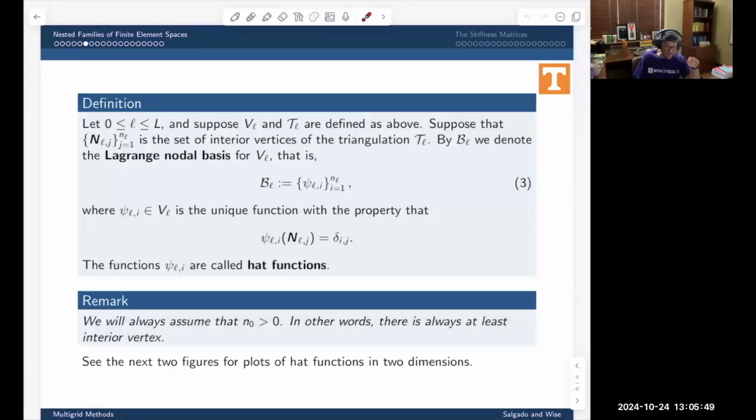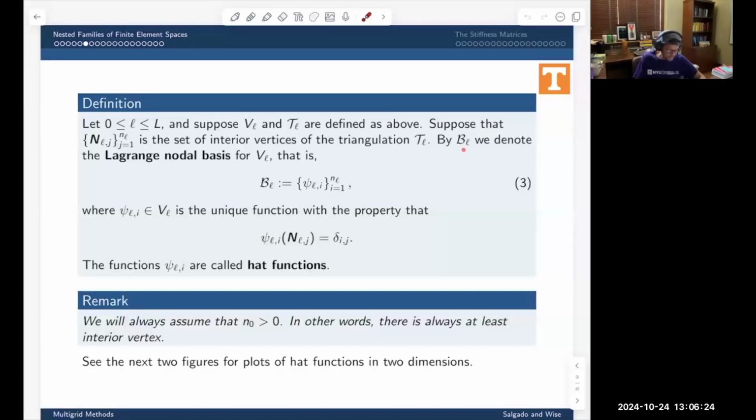Suppose that VL and TL are defined as above. So our finite element space is defined from our triangulation as defined above. Suppose that NLJ, J equals 1 to NL, is the set of interior vertices for the triangulation TL. So notice that this NL, this number you've seen before, is going to be a number that we use to designate or characterize the size of the level L space, the dimension of the level L space, if you will.